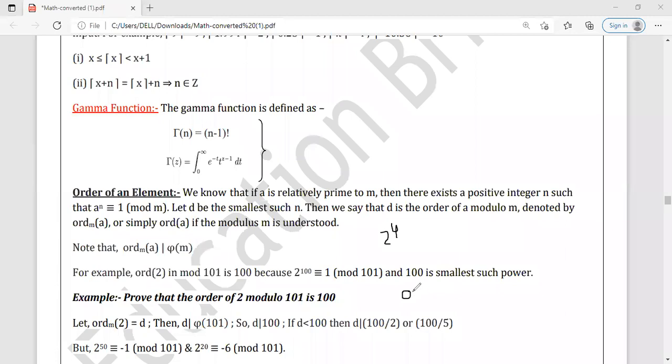This means the order of 2 is equal to 4 modulo 5. Write the full form, not mod. Write modulo 5. I am writing the full form, modulo 5. Like this.